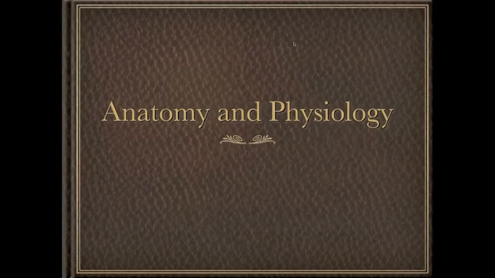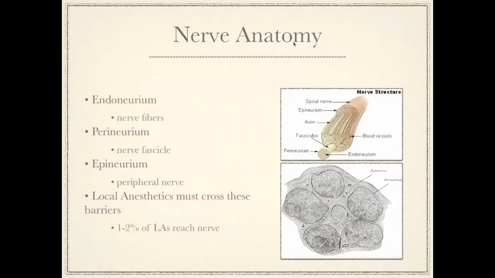So starting with anatomy and physiology, talk about the most basic nerve anatomy. You have your nerve fibers, and these individual nerve fibers are surrounded by an endoneurium. Then these come together and are surrounded by perineurium. This is your nerve fascicle. And multiple nerve fascicles make up the peripheral nerve, which is then surrounded by epineurium.